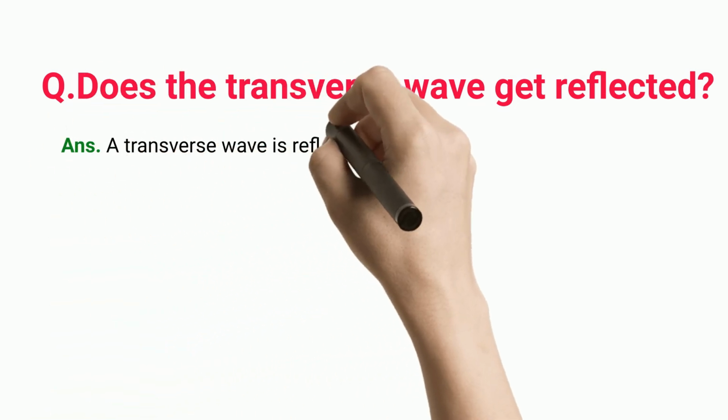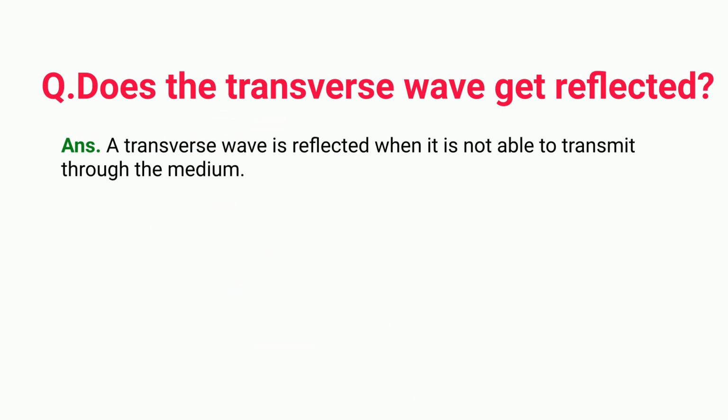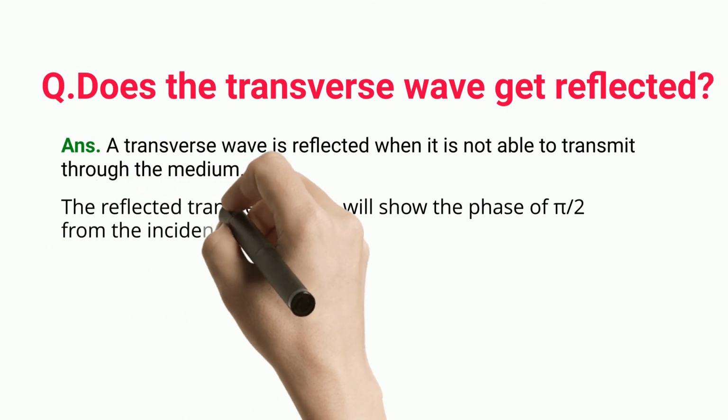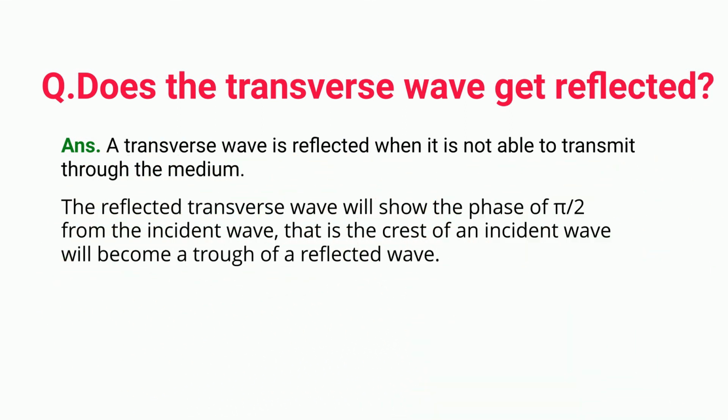Does the transverse wave get reflected? A transverse wave is reflected when it is not able to transmit through the medium. The reflected transverse wave will show a phase of π/2 from the incident wave, that is, the crest of an incident wave will become a trough of a reflected wave.